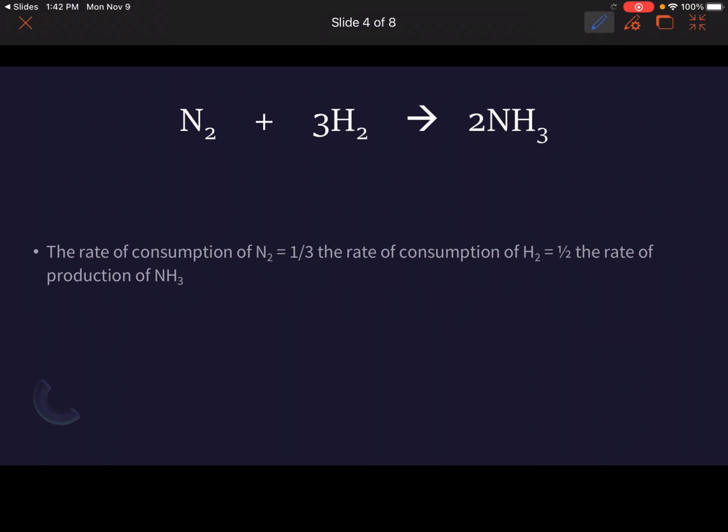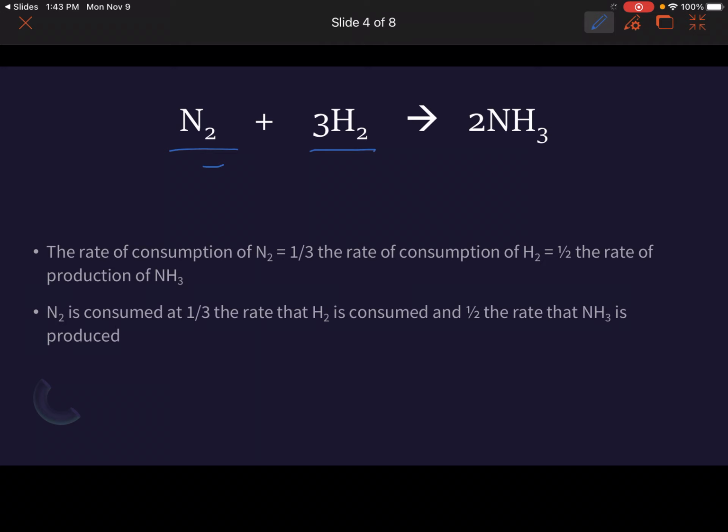So again, we can say the rate, no, this is just flipping your thinking here. So we can say the rate of consumption of N2 is 1/3 the rate of consumption of H2. So we can either say that the hydrogen is 3 times that of N2, or we could say that N2 is 1/3 that of the H2. So those mathematically are going to be the same things there. And the rate of consumption of H2 is half the rate of production of NH3. Hold on here, the rate of consumption of N2 is 1/3 the rate of consumption of H2, right, and 1/2 the rate of production of NH3. So this is just getting used to the language here. We could also say that N2 is consumed at 1/3 the rate of H2, and 1/2 the rate that NH3 is produced. Okay, so just depending on what you're looking at there.